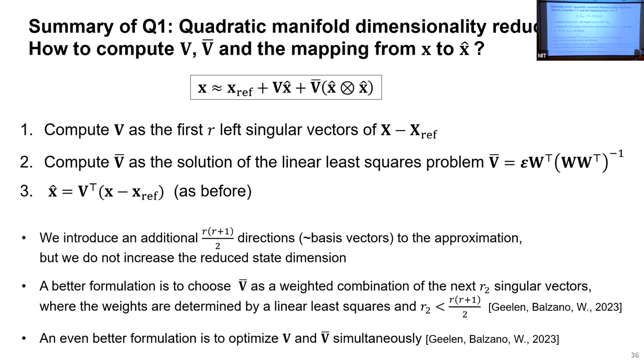An even better formulation is to do an iteration using a cluster formulation that lets you optimize V and V bar simultaneously. We actually just submitted a paper that will sit on arXiv shortly where we do both of these things. But again, I don't want to overcomplicate the message in the seminar. I want you to get the idea of what's going on here with the quadratic manifolds. There is a linear and a quadratic term, but there are still only r degrees of freedom. So you can think of it like closure.